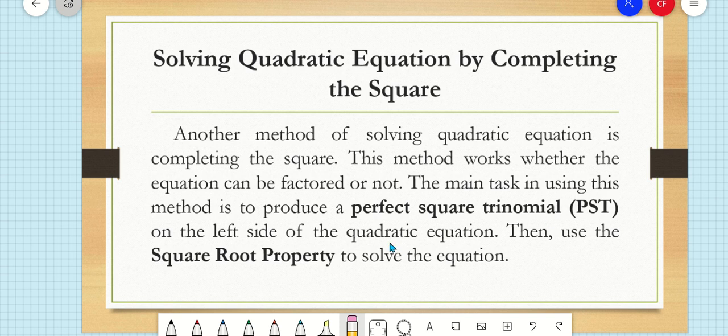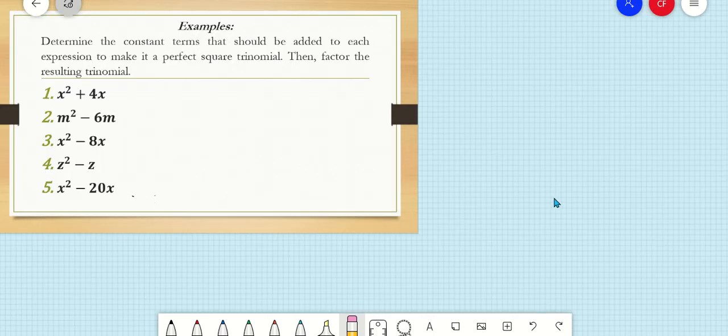Okay? Ano ba yung ibig sabihin ng perfect square trinomial? Kung paano ba kunin yung PST. Right? So, proceed tayo sa example. Okay, so I have here 5 examples. Determine the constant terms that should be added to each expression to make it a perfect square trinomial. Then factor the resulting trinomial. Alright? So example number 1.